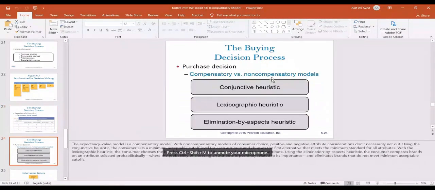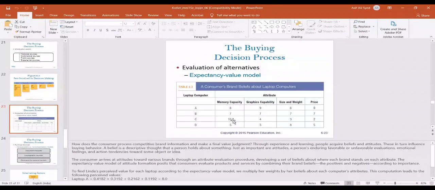Then let us look at something which is called the lexicographic heuristics. The consumer chooses the best brand on the basis of the perceived most important attribute. Now, with this decision rule, you will choose the brand which is called C.